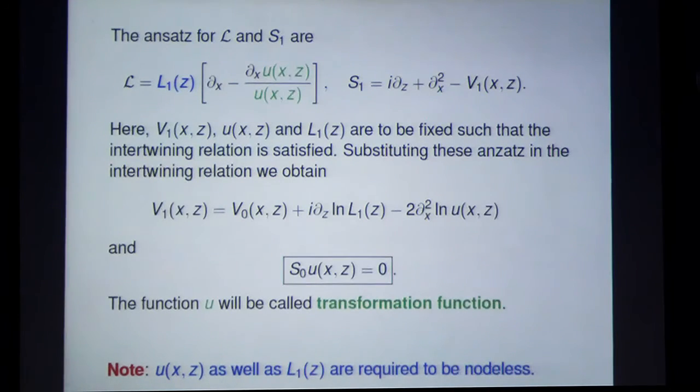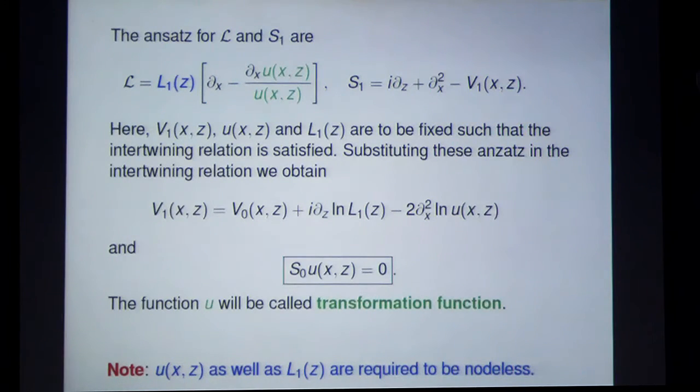We propose an operator L right here with this form. It is a first order differential operator in X. U is a function that has to be found later and will be the most important function. And we also need this function, whose peculiarity is that it depends only on Z. U will depend on X and Z. So playing with the equations, the first thing to ask is that S1 is a Schrödinger operator.